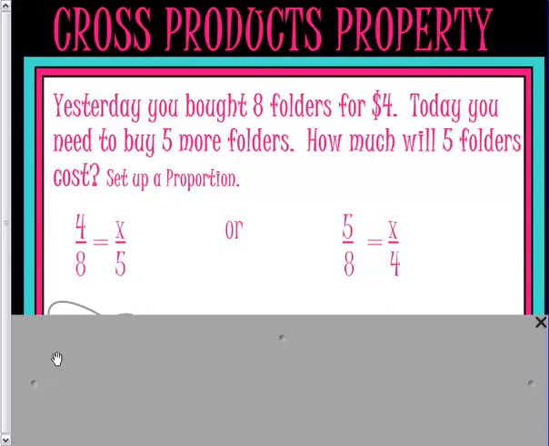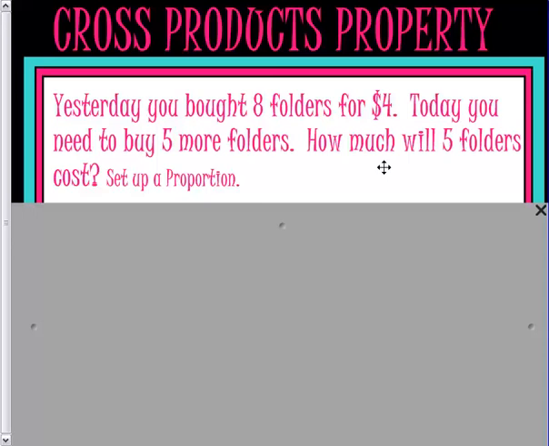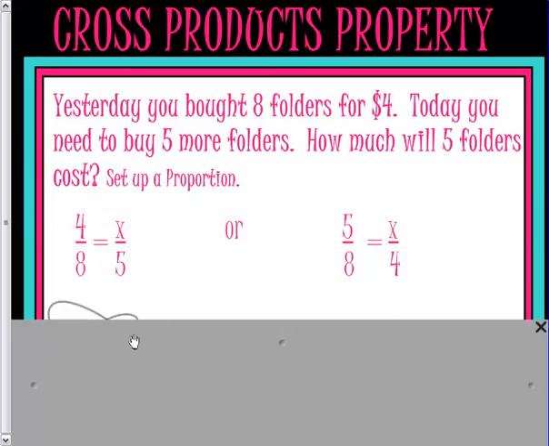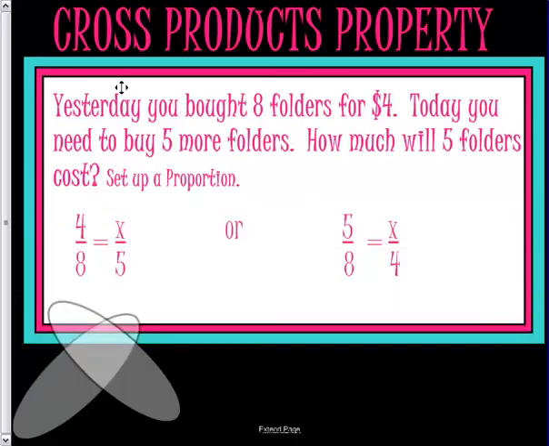Yesterday you bought 8 folders for $4. Today you need to buy 5 more folders. How much will 5 folders cost? Set up a proportion. Okay, you can set up the proportion like this.